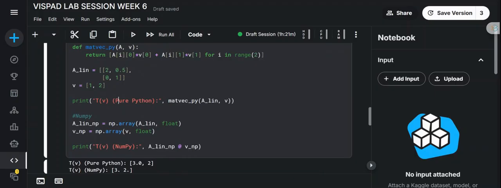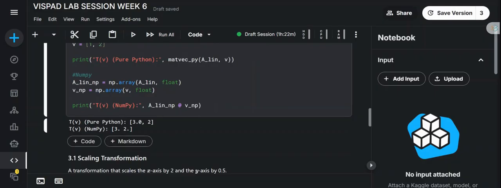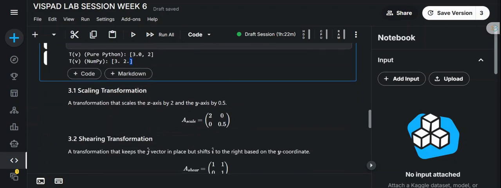And now let's see how to perform a linear transformation using NumPy. You just create your matrices using the NumPy array, and then you just multiply the two as shown over here. You just do A_np at v_np, and that will give you the result of transforming v by the matrix A, which is also 3 and 2.